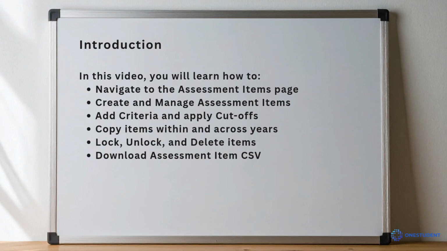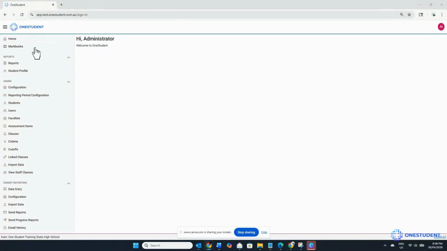By the end of this video, you will understand how to open the assessment items page, create a new assessment item, add criteria, apply cutoffs, copy items, lock or unlock items, delete items, and download the assessment list as a CSV. To begin, log into OneStudent and navigate to the left-hand menu.